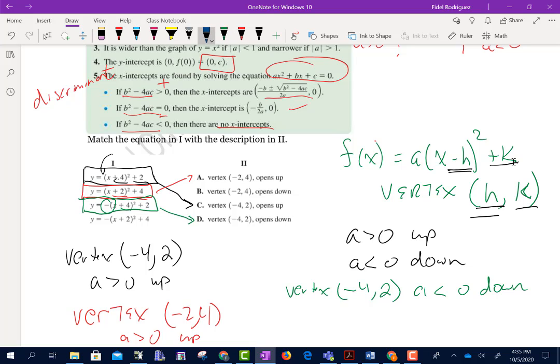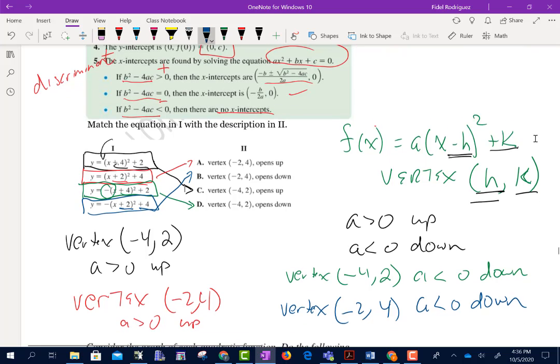And then we have one more. It's got to be B, right? Just by process of elimination. But again, on this one here, let's just go through it. So my vertex, remember, I'm changing that sign, -2. Leave this one alone, +4. A is negative, so again, my graph opens down. And so that one gets matched up with B.